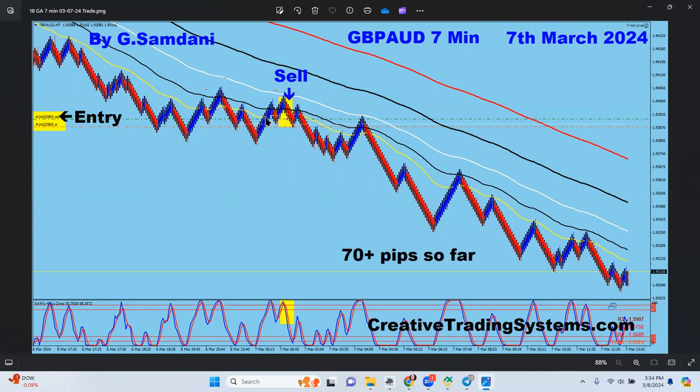So that happens sometimes. So it goes all the way down, right? What was I saying? I forgot what I was saying. Okay, forget it. Now, so 70 pip all the way to the downside, pound Aussie, with Aussie strength.